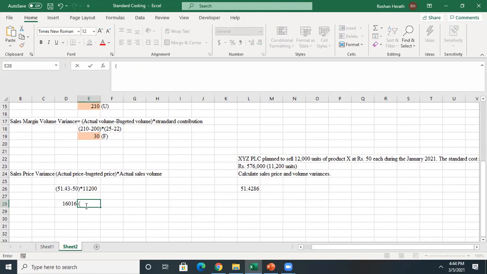Is it a favorable one or an unfavorable one? It's obvious the actual price is more than the plan, so it's a favorable one. It's pretty obvious, no? So yeah, good. 16,016, very correct. You've done it very nicely. And the volume variance, what about the volume variance? The next one.